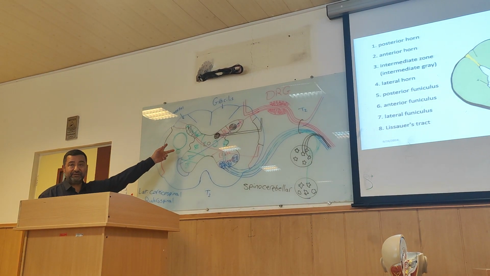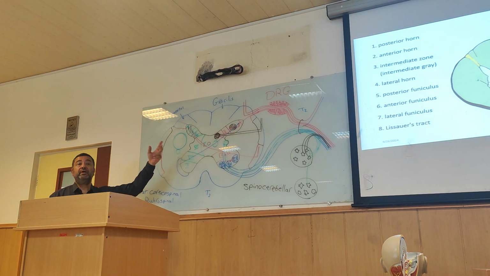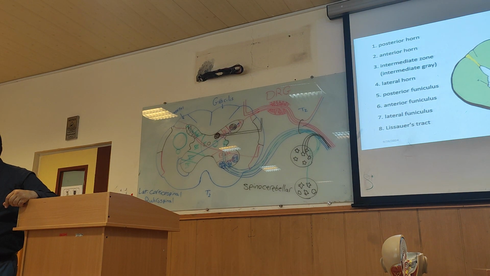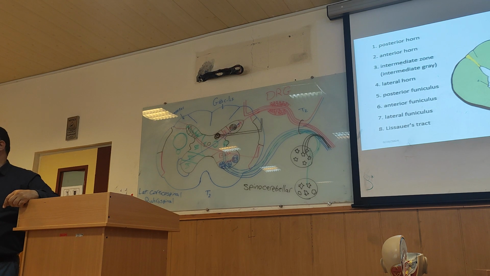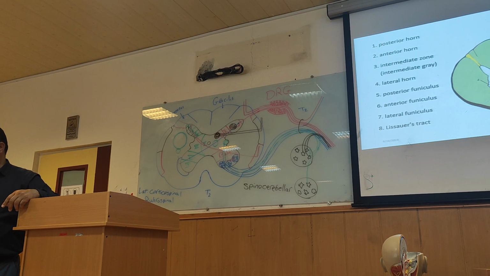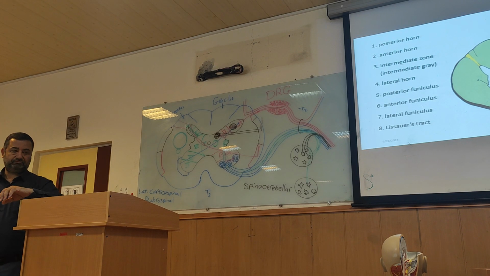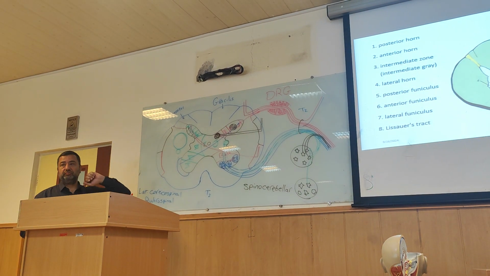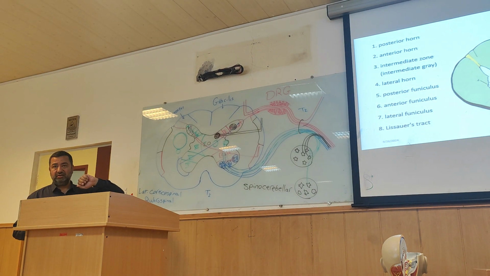Both of them make contraction of flexor muscles and inhibition of extensor muscles. Okay? The function of corticospinal and rubrospinal tracts is the same: flexor muscle contraction and extensor muscle inhibition. These tracts are in the lateral funiculus.